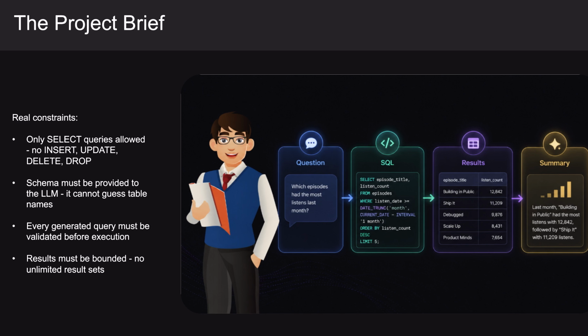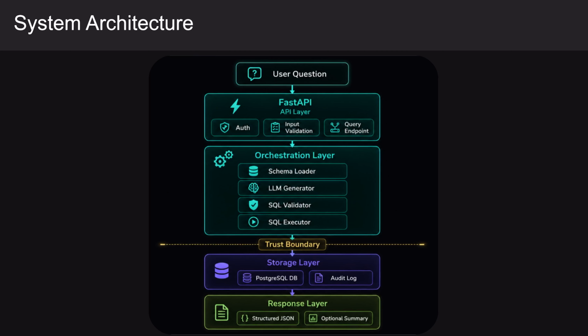Look at the architecture. FastAPI handles auth and input validation at the top. Below that, the orchestration layer. This is where the agentic behavior lives. A schema loader fetches the database structure so the LLM knows what tables and columns exist. The LLM generates a SQL query. A validator checks it. A safe executor runs it.